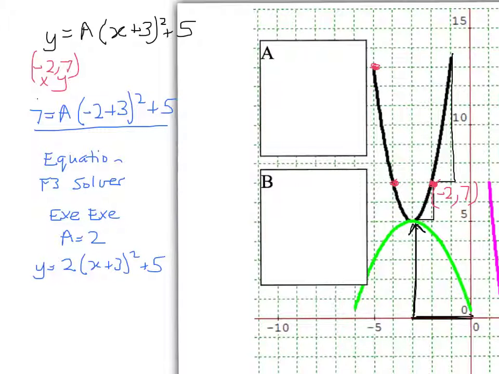Okay, let's look at the next one. And again, you can have the domain. My domain will be between -5 and -1. My x value, x is greater than or equal to that, and it's less than or equal to -1.